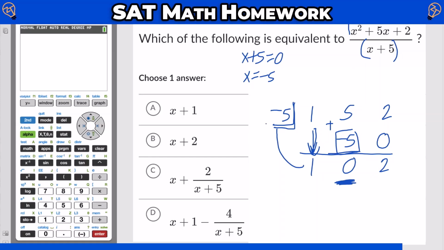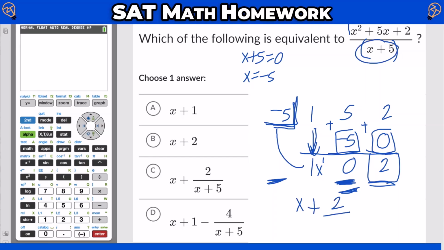Multiply this with this, put it here, and then add. And then once you get this last term, this is the remainder. It goes remainder, constant, x to the first, and then this would have been x to the second, etc. if it kept going. So our answer is 1x plus 0 plus a remainder of 2 still over the divisor.